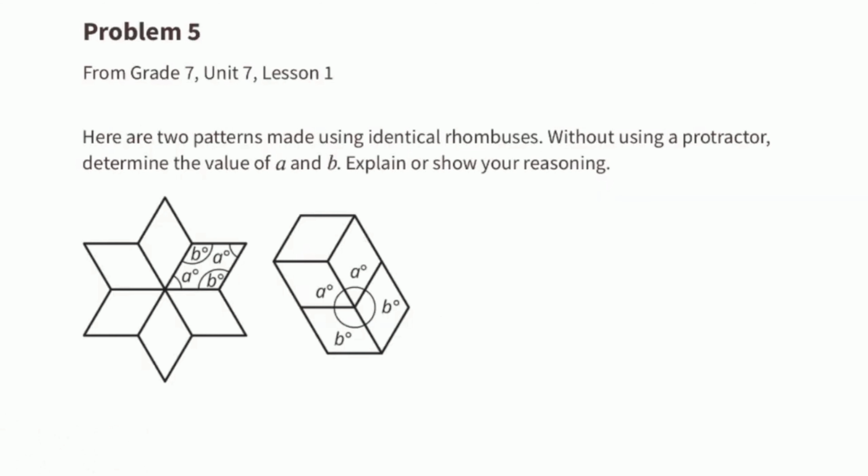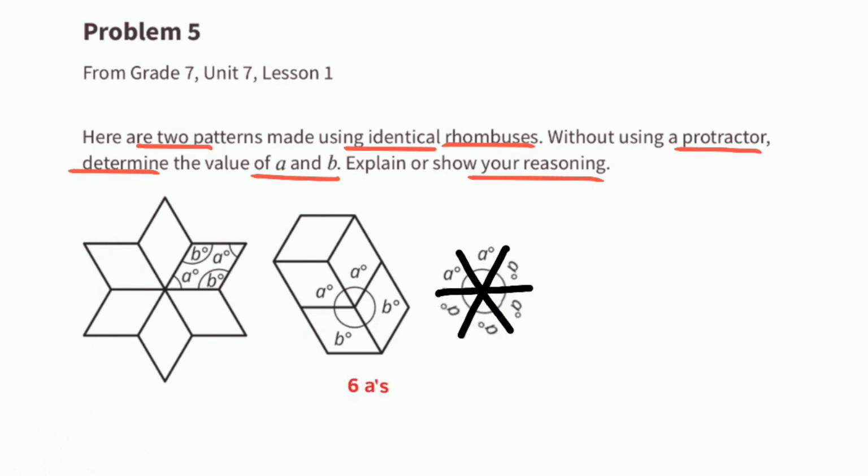Problem number 5, from 7th grade, Unit 7, Lesson 1. Here are 2 patterns made using identical rhombuses. Without using a protractor, determine the value of A and B. Explain or show your reasoning. First, let's see how many angle A's can fit in a full circle, because we know a full circle is 360 degrees. 6 angle A's in a full circle, or 6 angle A's in 360 degrees. So 360 divided by 6 means that each of the angle A's is 60 degrees.